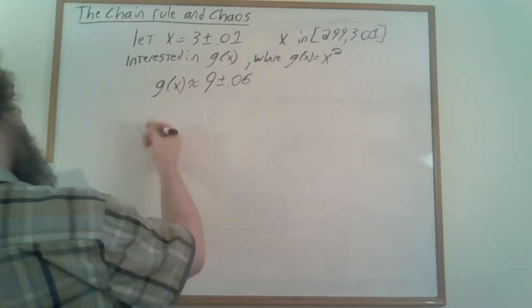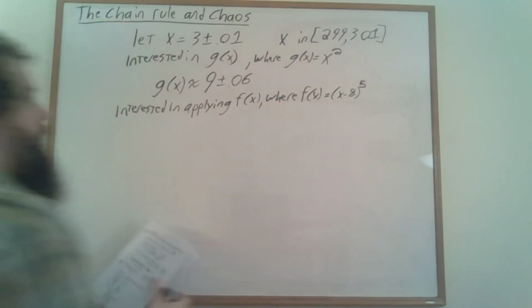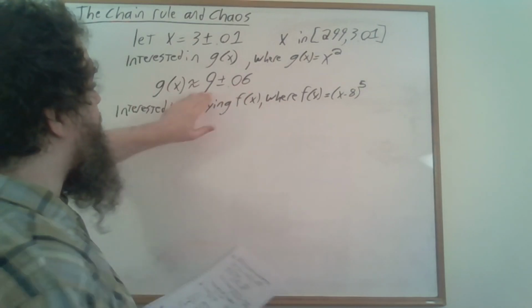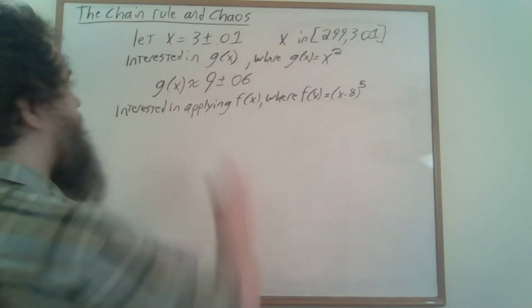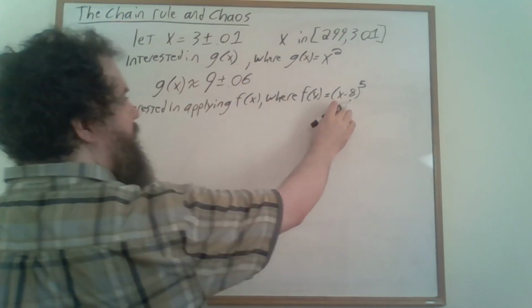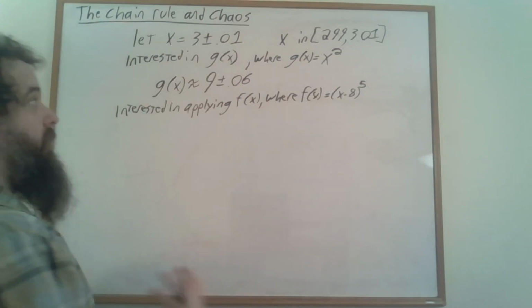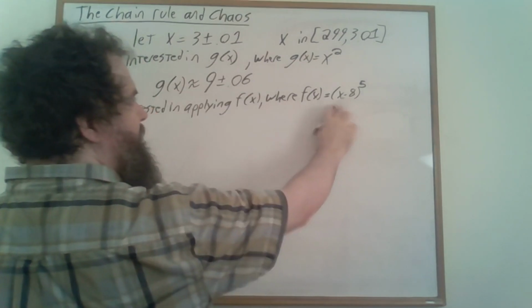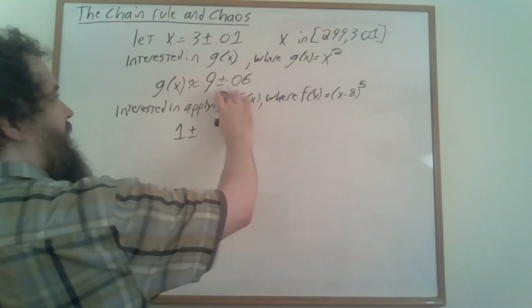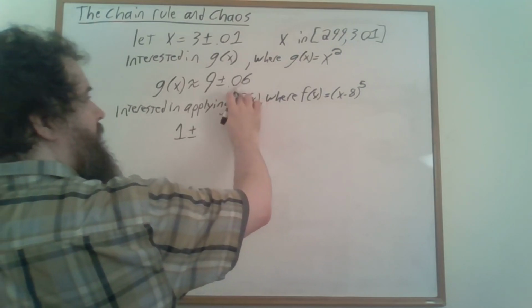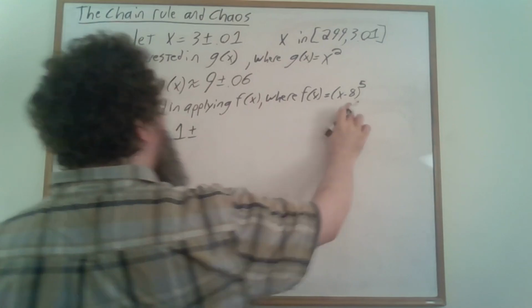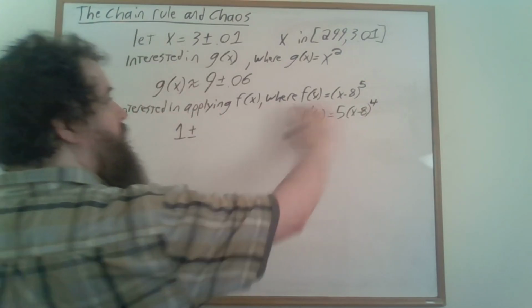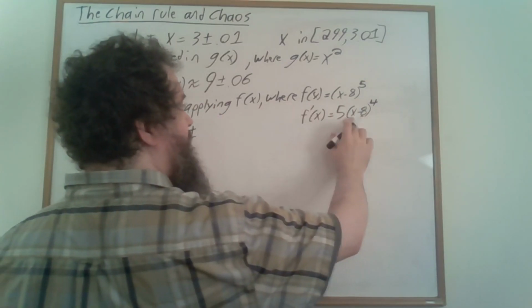Suppose that we're interested in applying f of x equals (x minus 8) to the 5th to this value here. Well, again, what we need to do is take our base point and apply our function to it, and that's going to give us the base point of the result. So we plug 9 into f of x, and it's 1 to the 5th. And then this uncertainty factor gets multiplied by the derivative of this function at our base point.